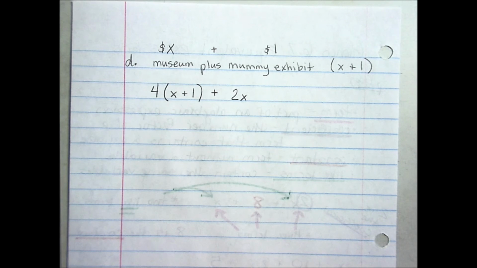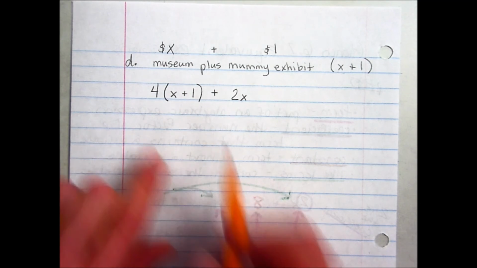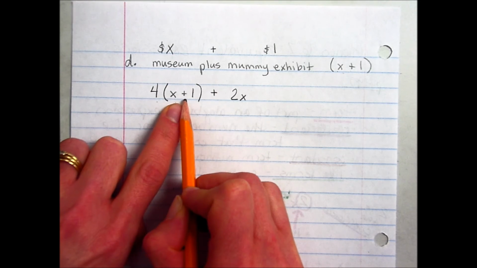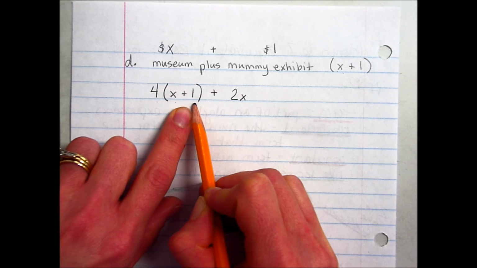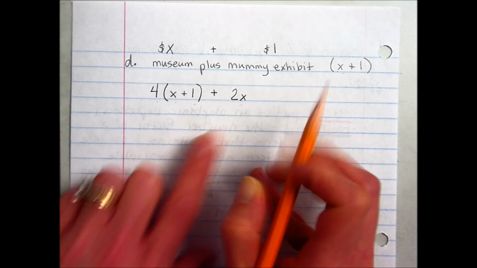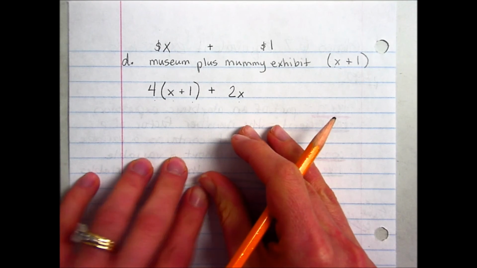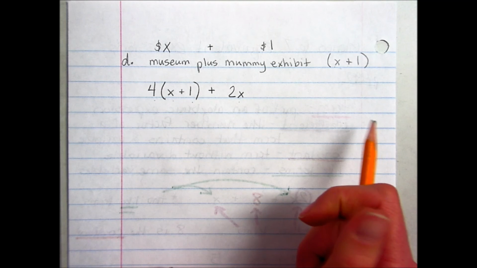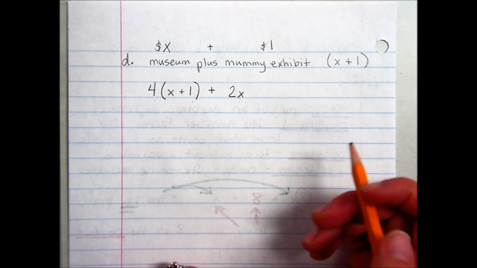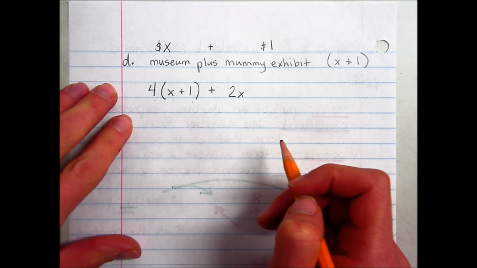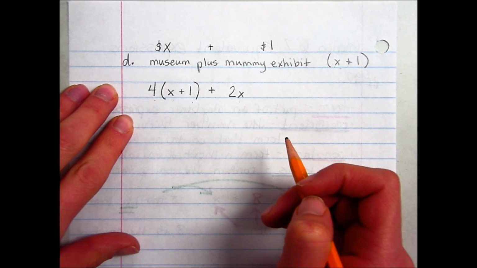Will pay just admission only. So again, 4 friends want the museum plus mummy, and then the other 2 friends only want to see the museum. So there's our expression, and then it said to please simplify it. All right, so what do we got?